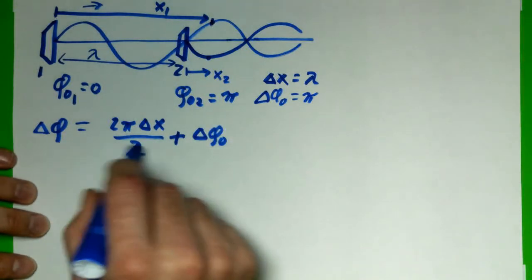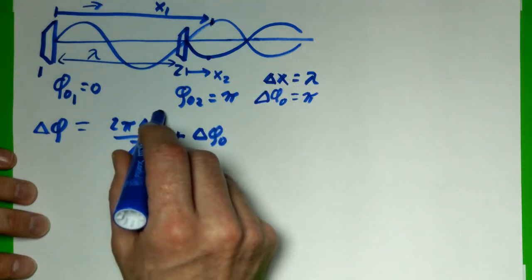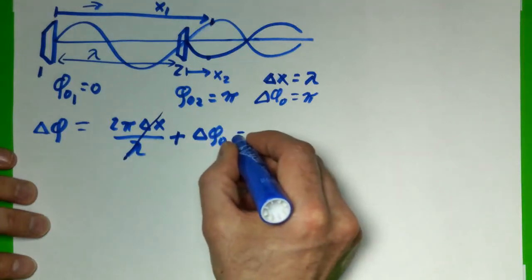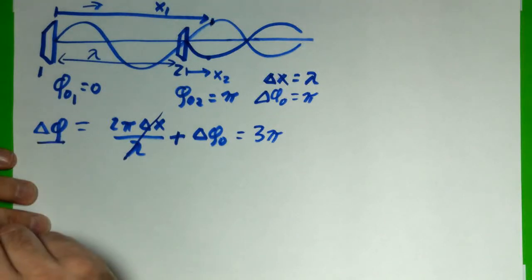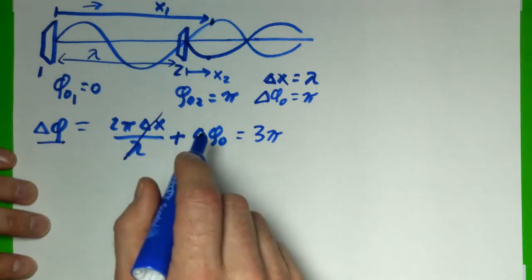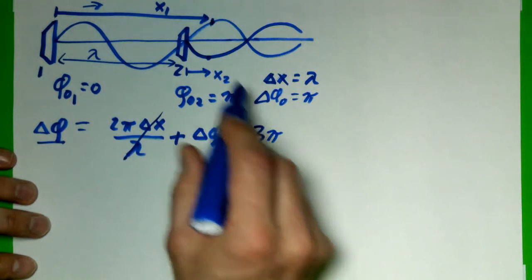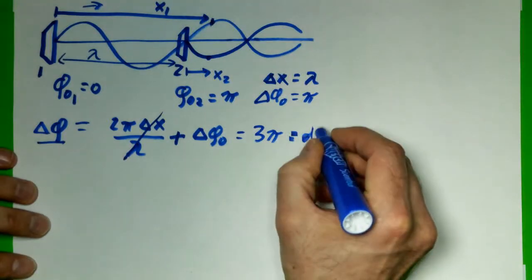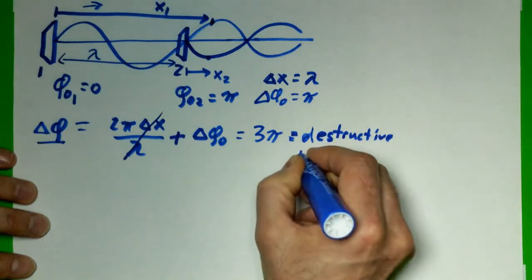Okay. So what we have here in this case is our delta x is lambda, so that means these cancel, leaving me with 2 pi, and our delta phi is pi, so this equals 3 pi. Okay. So we have an overall phase difference between the two waves of 3 pi, which is a half cycle out of sync. And so when this one's up, this one is down. So this we call destructive interference.